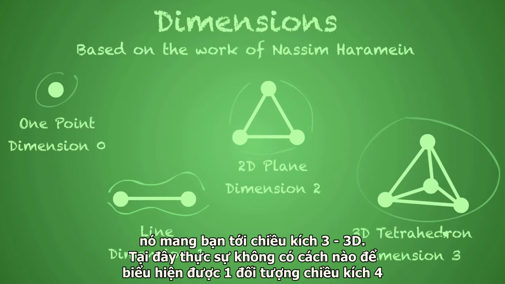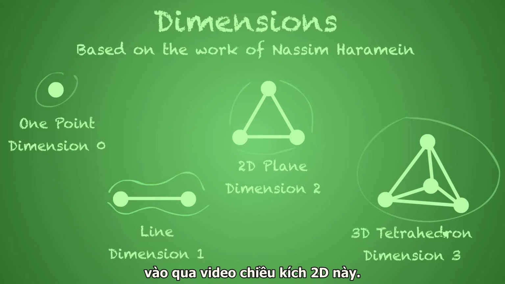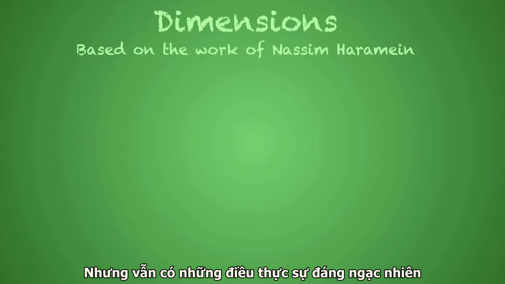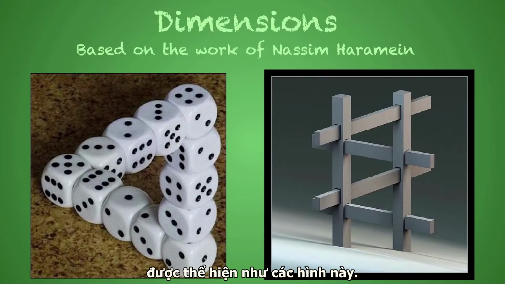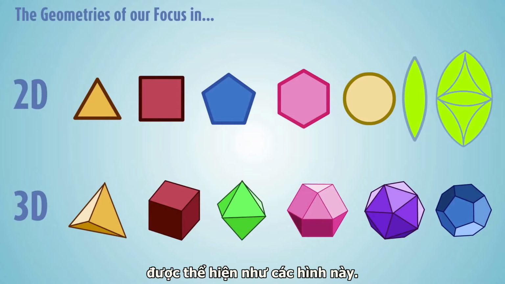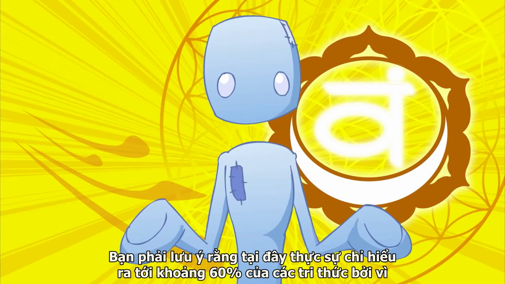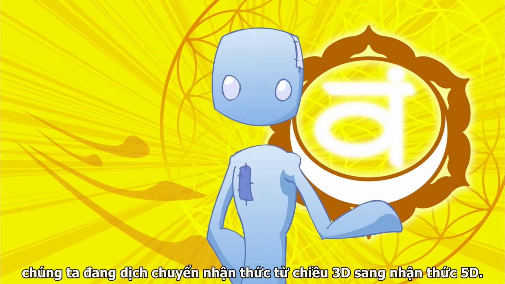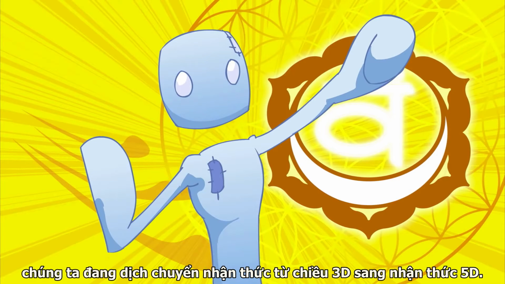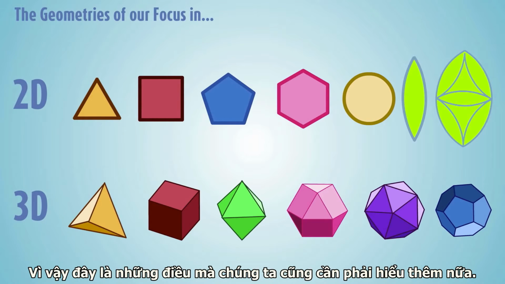There's no real way of drawing a fourth dimensional object in a two-dimensional video, but it's believed that they're as amazing as something like this in actual manifestation. You might notice that we're really only looking at up to 6 geometries. This is because as we're evolving, we're moving from a third dimensional awareness to a fifth dimensional awareness. So these are the ones that we need to understand.